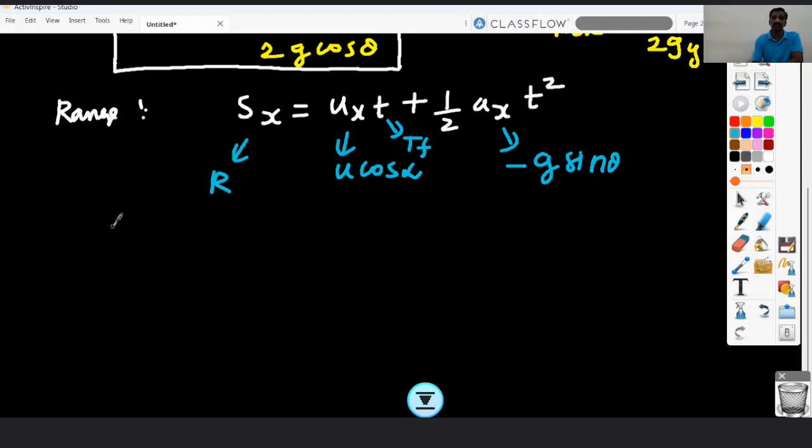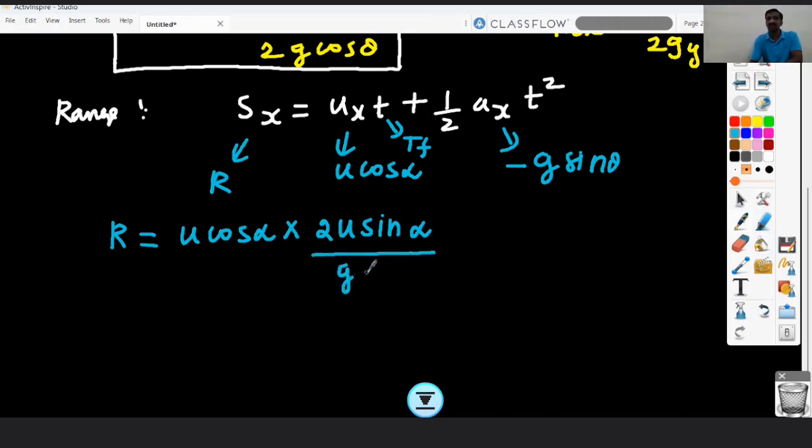Now range equals ux, in place of which u cos alpha, into tf, in place of which 2u sin alpha, as I told you, time of flight is 2 into the vertical component of the velocity divided by g cos theta, the vertical component of gravity. Then minus 1 by 2 g sin theta into the time of flight squared. When you square this, what will you get? 4.